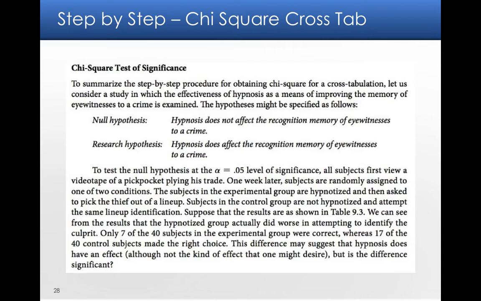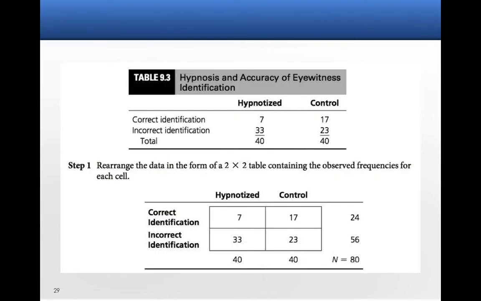The subjects in the experimental group are hypnotized and then asked to pick the thief out of a lineup. And the subjects in the control group are not hypnotized and try to do the same identification. Only 7 of the 40 subjects in the experimental group were correct, whereas 17 of the 40 control subjects made the right choice. So this may suggest that hypnosis does have an effect, although a negative one. But is that a significant difference?